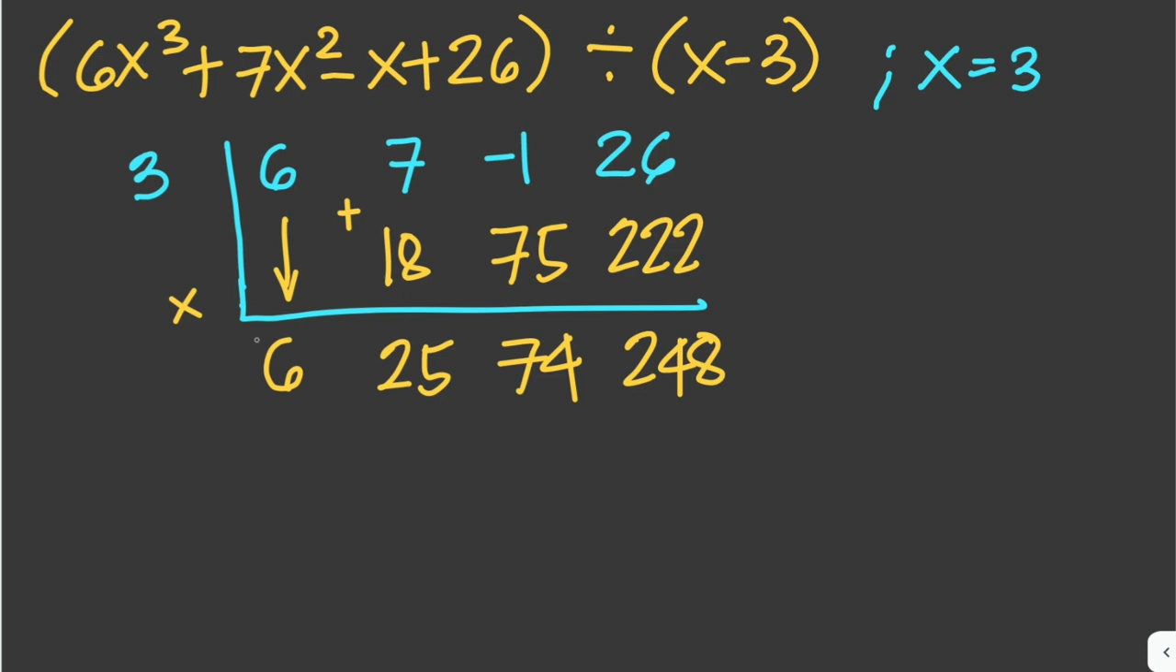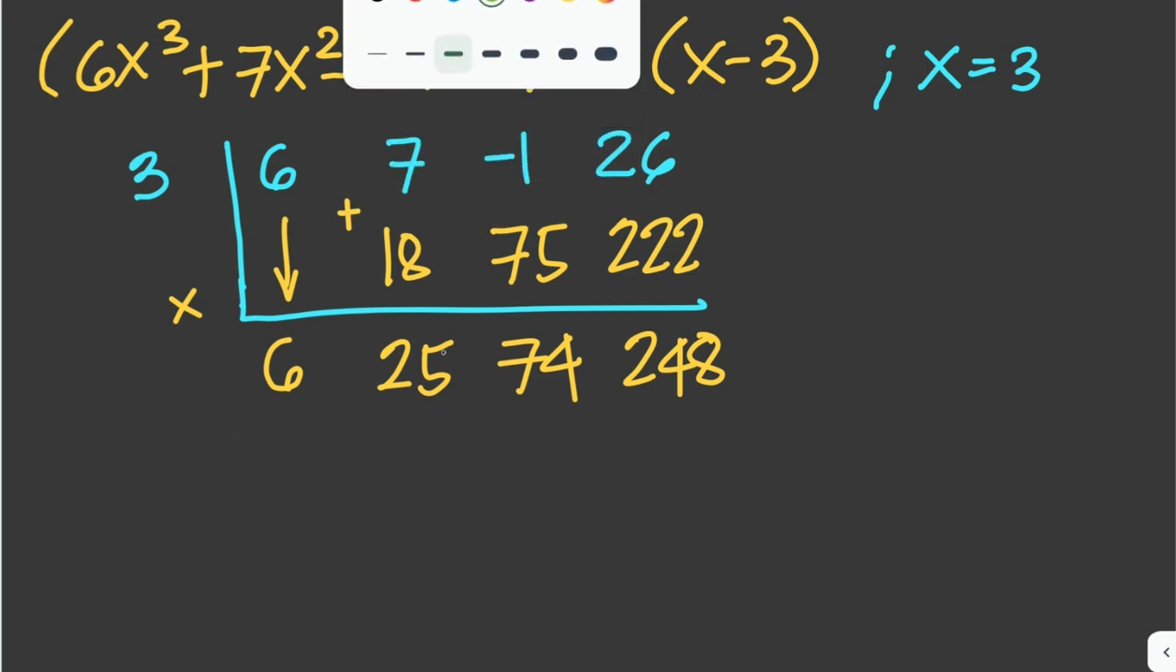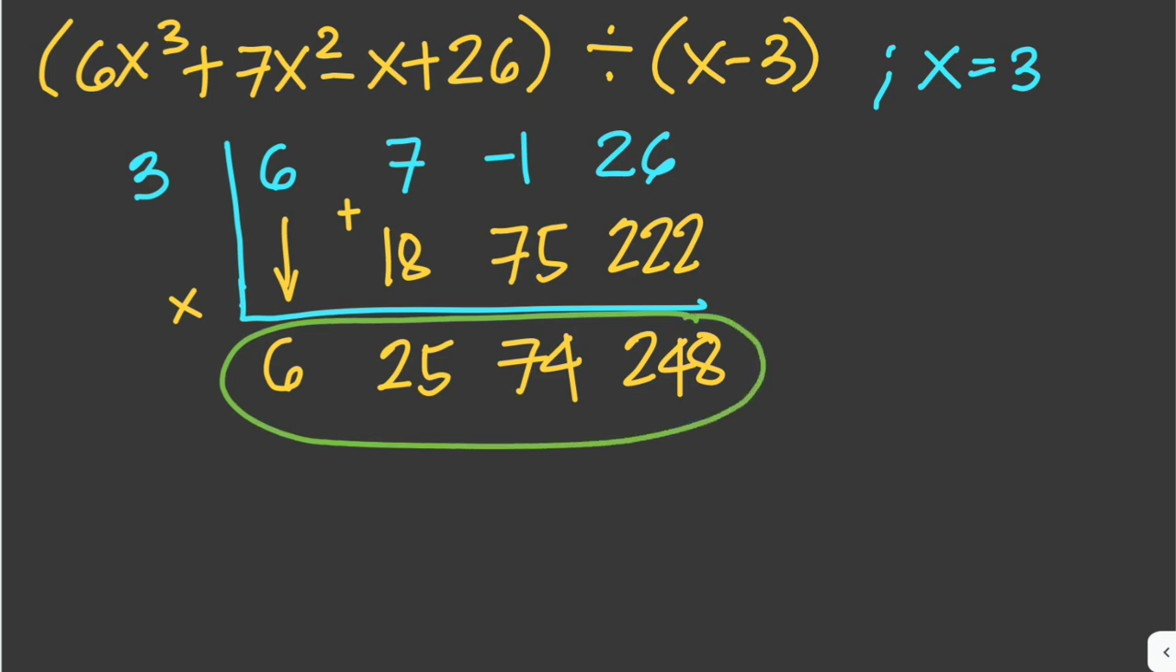And now we already have our answers here. The bottom row is our quotient. The degree of the quotient is 1 less than that of the dividend. Our dividend has a degree of 3, or the highest exponent of our dividend is 3. Therefore, the quotient's degree is 3 minus 1, which is 2. And take note that the last number here is the remainder.